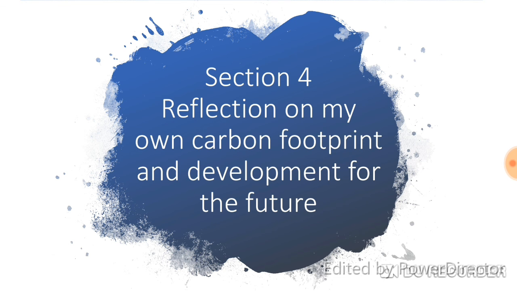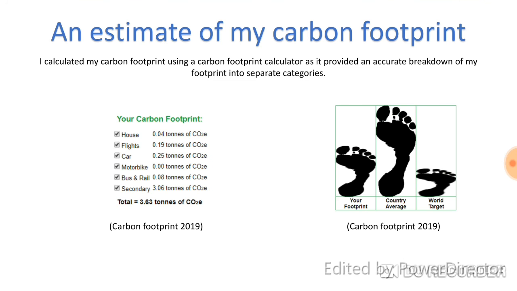Section 4. Reflection on my own carbon footprint and development for the future. An estimate of my own carbon footprint. I calculated my carbon footprint using a carbon footprint calculator, as it provided an accurate breakdown of my footprint into separate categories. I made sure that the correct electricity output was used for this, and I broke it down into kilowatt hours and then calculated it by multiplying the two together.